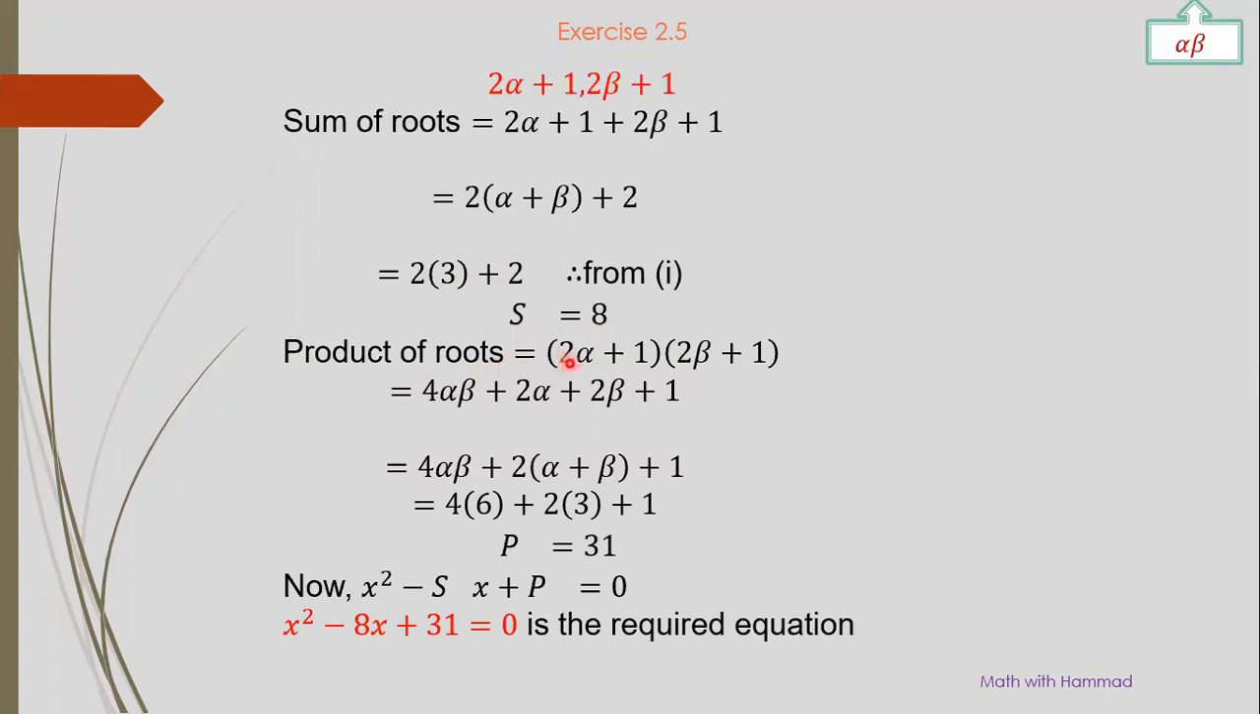And product of the roots means 2 alpha plus 1 into 2 beta plus 1. Now multiply, we have 4 alpha beta plus 2 alpha plus 2 beta plus 1. For alpha beta, take 2 common from these two terms. We have 2 into alpha plus beta plus 1. And what is the value of alpha plus beta? Sorry, alpha into beta is 6 and alpha plus beta is 3. 4 into 6 is 24 plus 3 into 2 is 6. 24 plus 6 is 30. 30 plus 1 is 31. Standard form is x square minus Sx plus P is equal to 0. So x square minus 8x plus 31 is equal to 0 is our required equation.